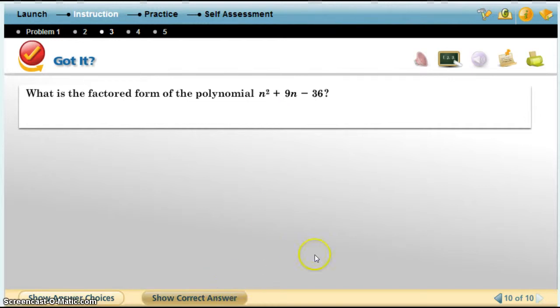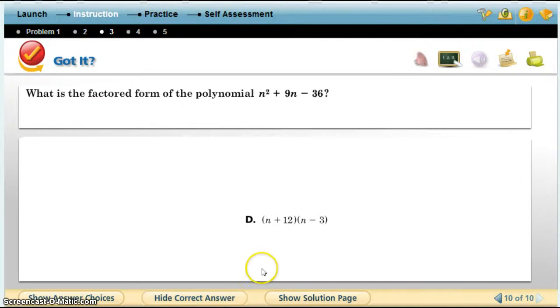Make sure that your signs, the two numbers that you've picked, your signs are in the correct spot. Otherwise, you'll miss this just because you've got a negative sign where a positive sign should be. But your correct answer for this is n plus 12 and n minus 3. So like I said, it's very important where the plus sign and the subtraction sign are located.